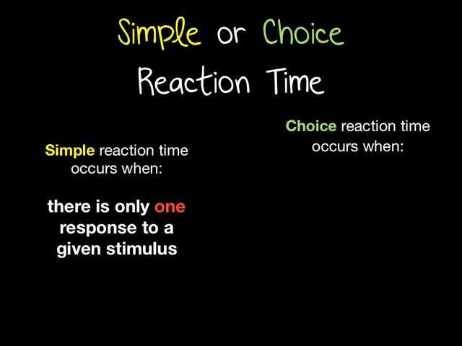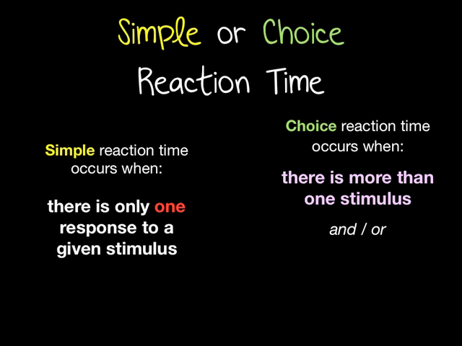The opposite to that is choice reaction time, and choice reaction time occurs when one of two things happens. Generally, it occurs when there is more than one stimulus. So it could be we're in a game of some description and there are 2 or 3 balls moving towards me. So I'm focusing on 2 or 3 things at the same time. So it could be both of these things or each. There is more than one response that's required.